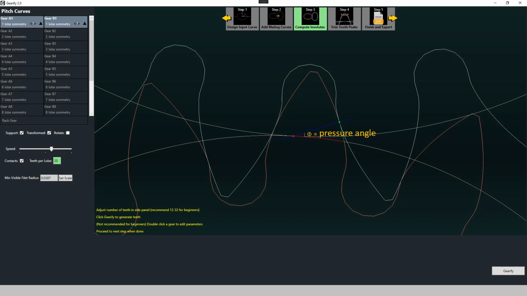The line joining them at all times forms an angle with the pitch curve tangent. This angle is called the pressure angle. The line also forms a right angle with the tooth flank tangent, as required by involutes.